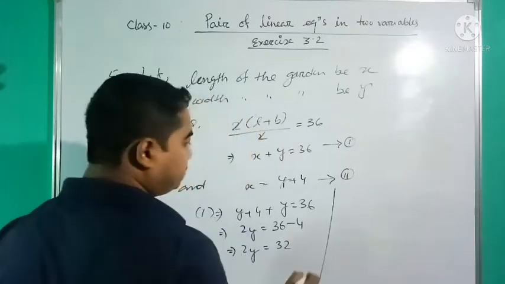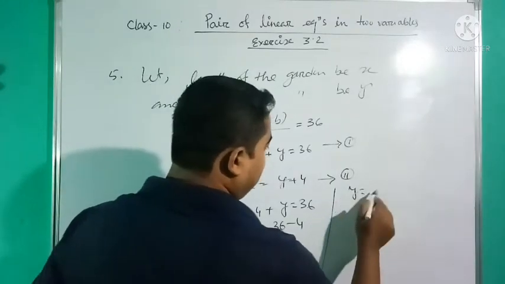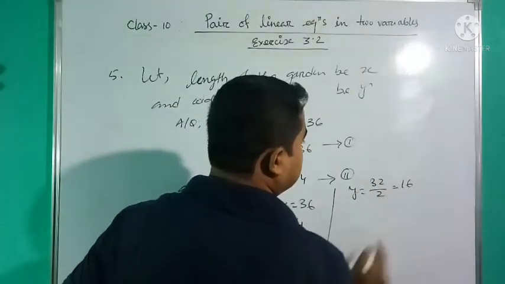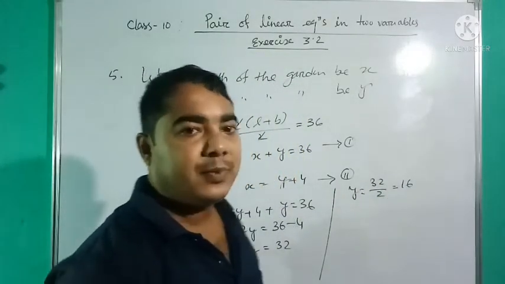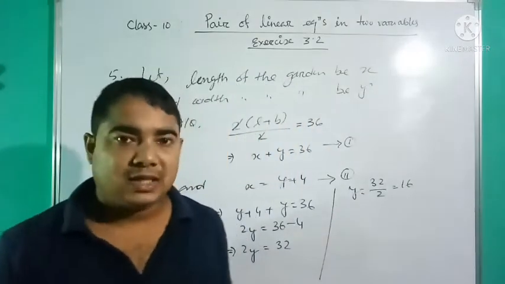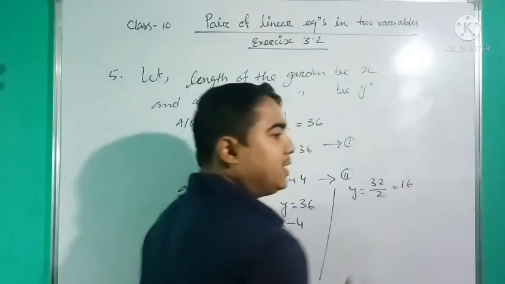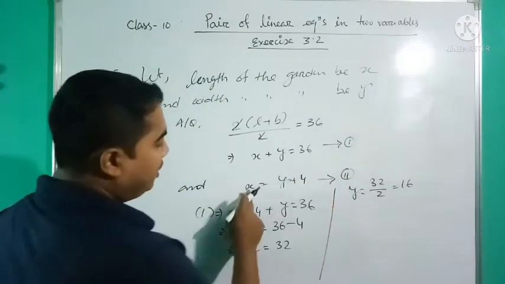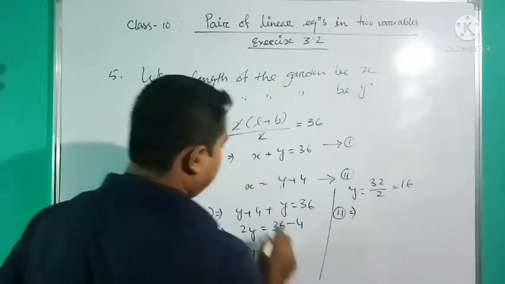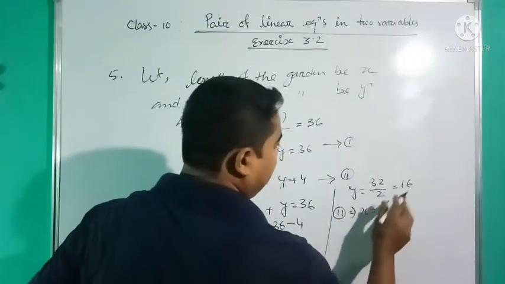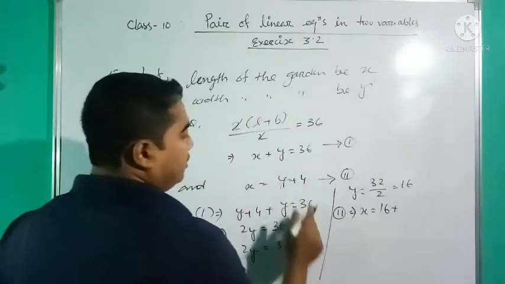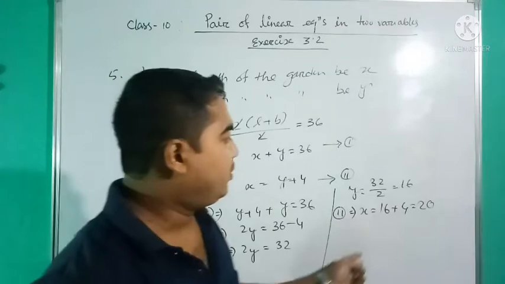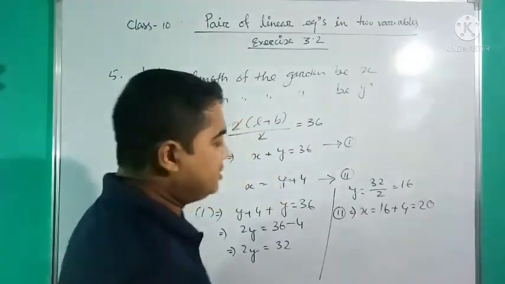Next, find the value. Here, y equals 32 divided by 2, transferring the 2 to the right side, that means 16. Meter or centimeter depends on the question. The question said the perimeter is 36 meters, so y equals 16 meters. Next, we can plug the y value into equation number 1 or 2, anyone. Okay, I will plug it into equation number 2. x equals the y value 16 plus 4. That means 20. We got the x value 20. Therefore, length equals 20 meters and breadth equals 16 meters.